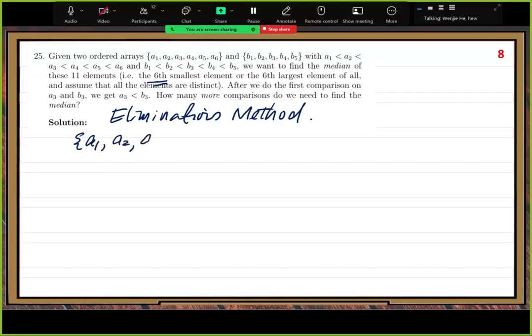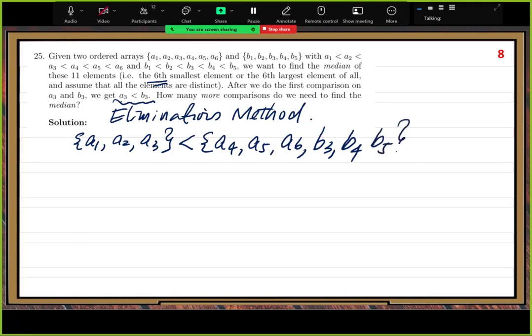A1, A2, A3, these 3 elements. We use a simple way to write the inequality. First, these three should be less than A4, A5, A6, right? And the B part, because we know B3 is less than A3 is less than B3. So B3, B4, B5. You can see these three elements are all less than at least 6 elements. Then, based on our understanding of the median, they cannot be the median, right?